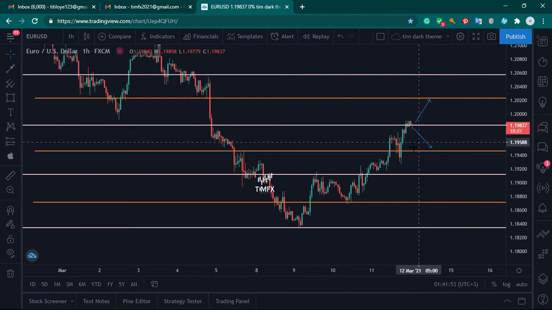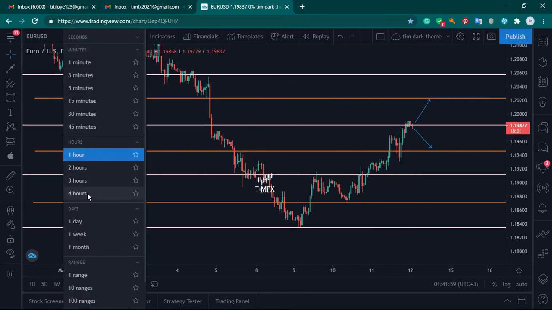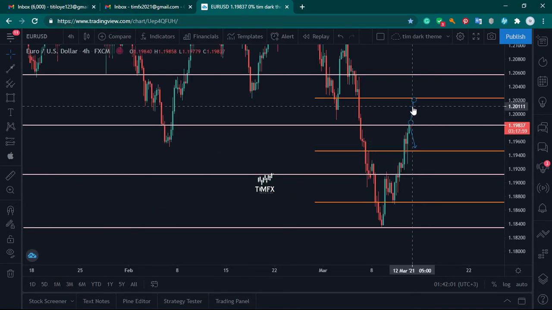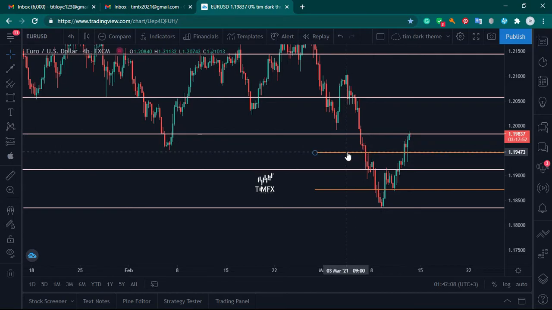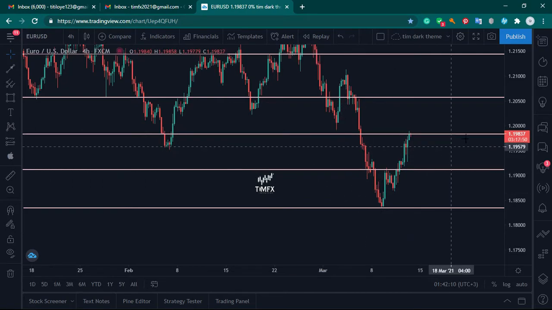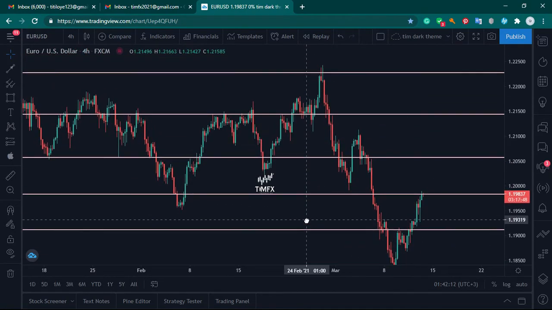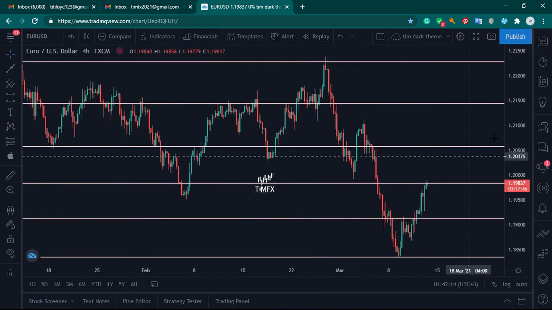So I also want to show something before we end this video. Let's go back to the 4-hour time frame. I need to show something very quick. Let me delete these arrows. Okay, let me delete these 1-hour horizontal lines. Okay, so I want to show you something really quick.